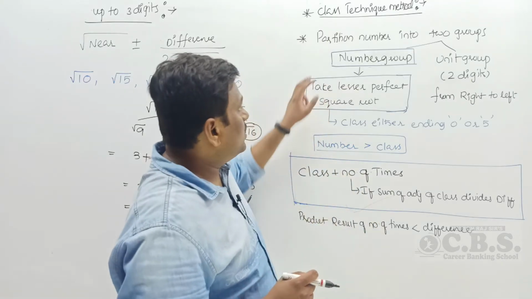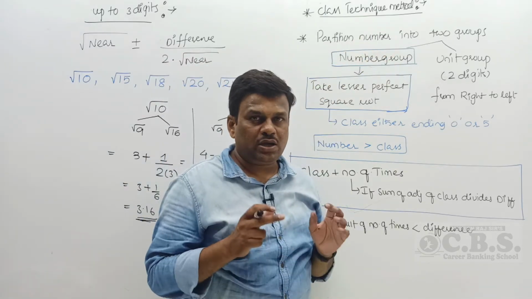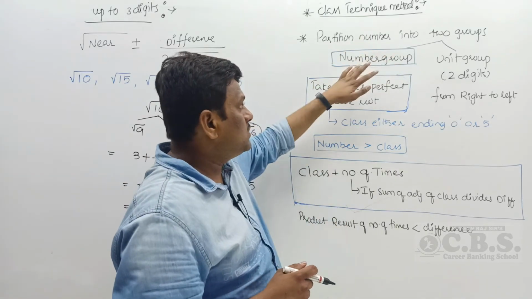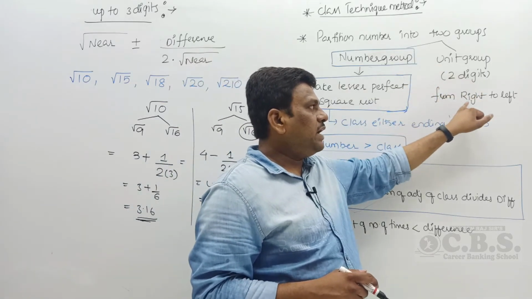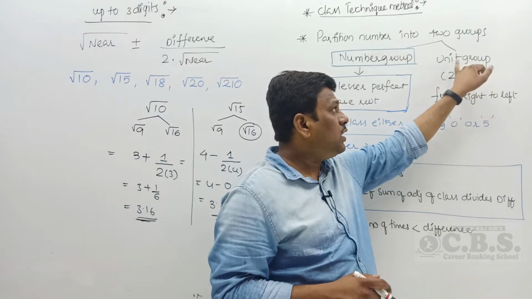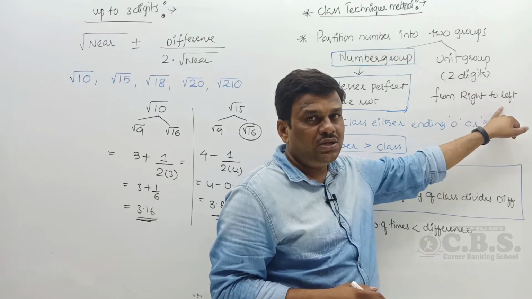Okay, so what is this? First you have to partition the number into 2 groups. Okay, partition the number into 2 groups: a number group and a unit group. The unit group compulsorily holds 2 digits from right-hand side to left-hand side. Okay, the unit group compulsorily holds how many digits? 2 digits, from which side to which side? Right side to left side.